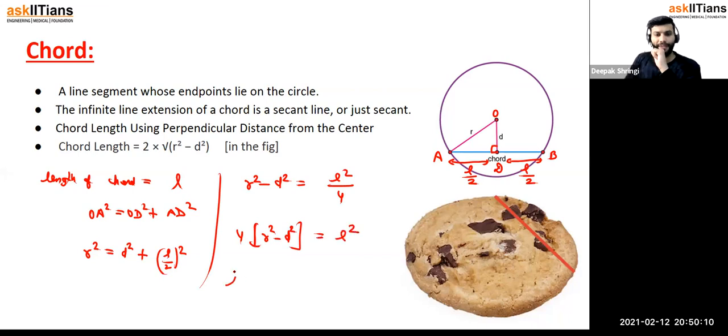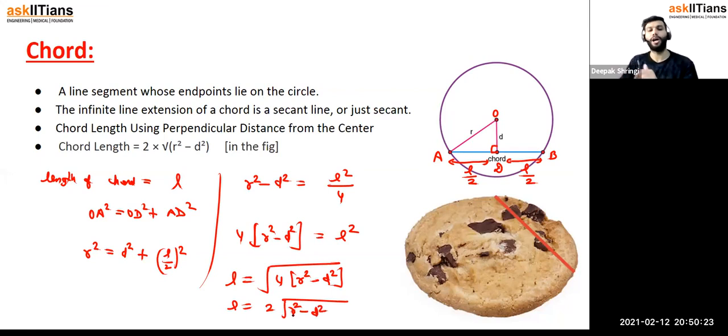But we need to find L, the length of the chord. If I take the square root, I'll get 4 square root of R square minus D square, and that becomes 2 square root of R square minus D square. That is the formula to get the chord length. Here, D is the distance of the chord from the center, and R is the radius. Okay, got it? Let's move forward.